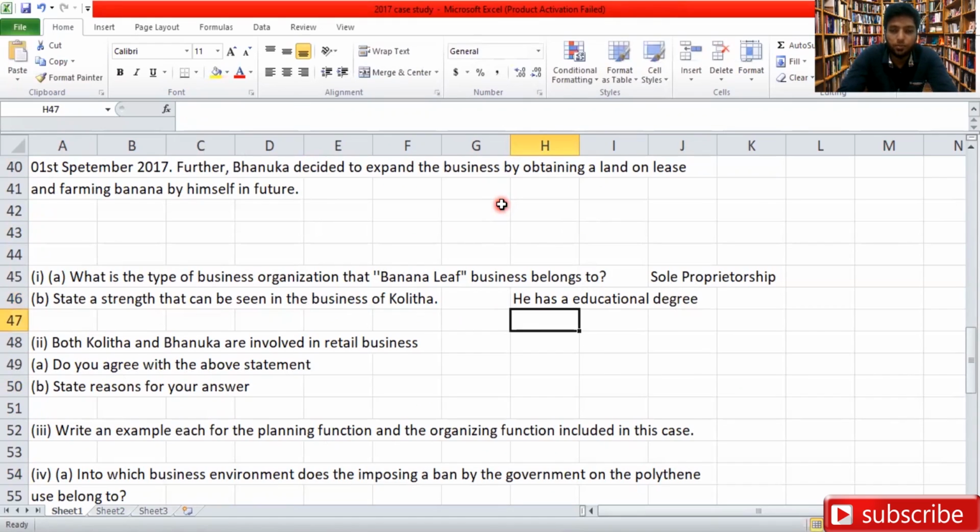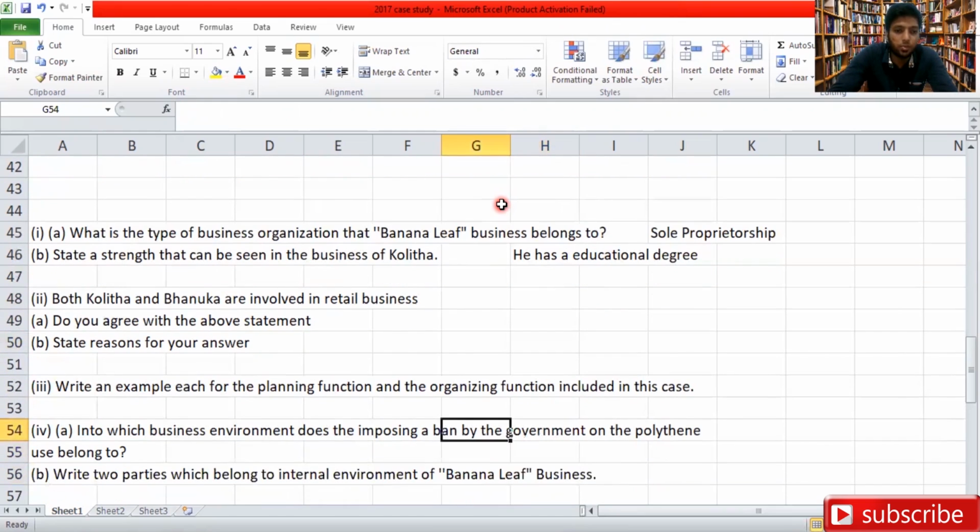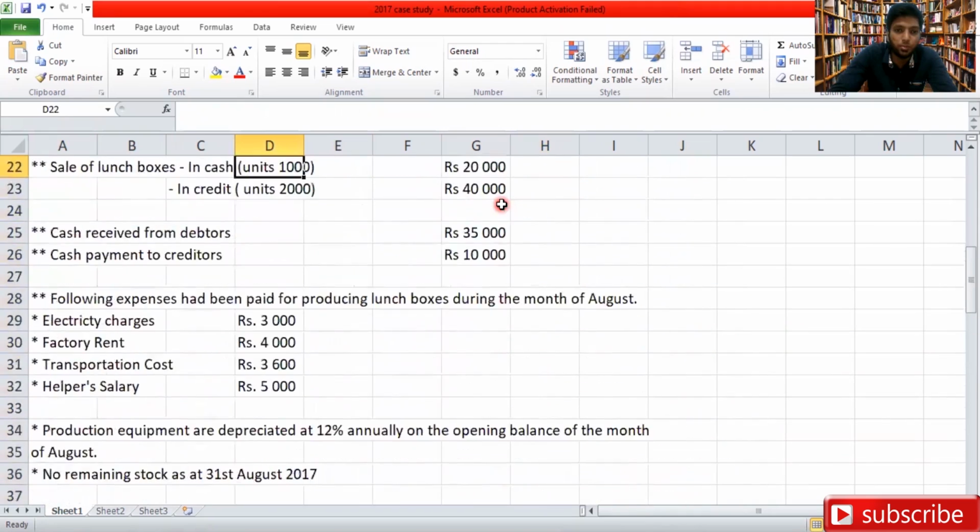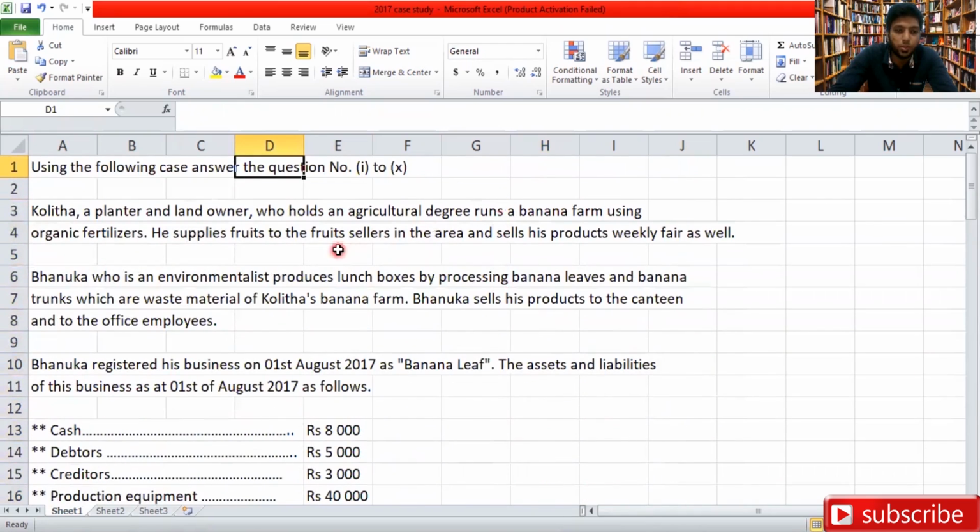So he has an educational degree. This is what we can say. Then, both Kolita and Bhanuka are involved in retail business. Do you agree with this statement? You need to know first whom they are selling to. If you see Kolita, he is selling to weekly fairs and also to food sellers. When you sell to food sellers, you are selling to wholesalers. When you sell to weekly fairs, you are selling to retailers. So he is involved in retail business as well.